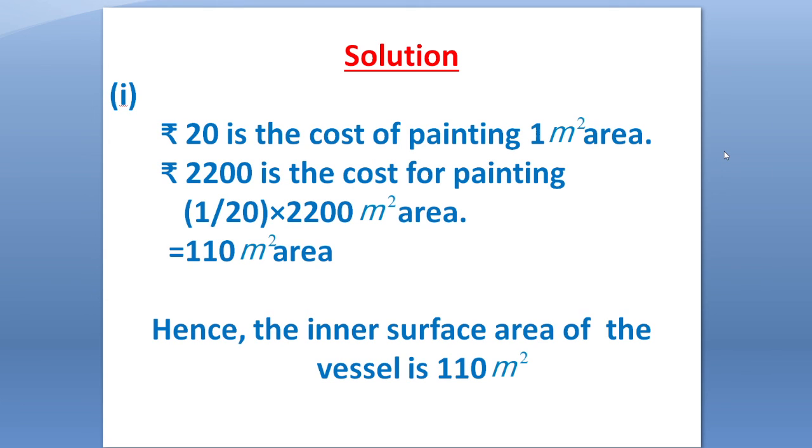So first one, rupees 20 is the cost of painting 1 meter square. So 2200 is the cost for painting 1 divided by 20 into 2200 meter square area, which is equal to 110 meter square area. So this is the inner surface area of the vessel.